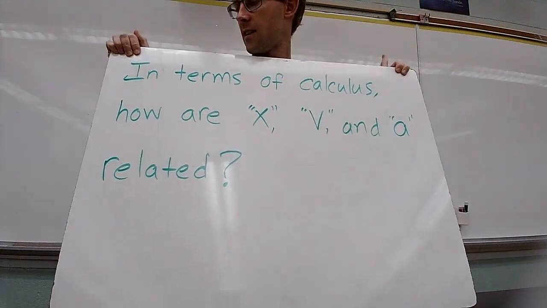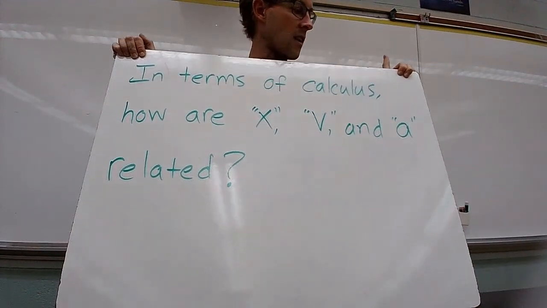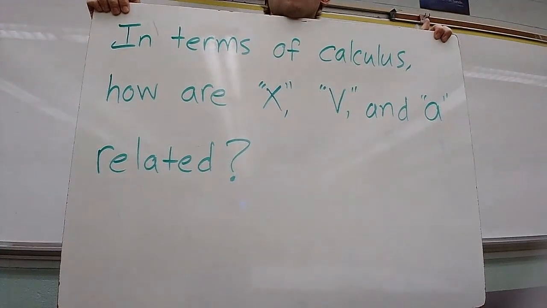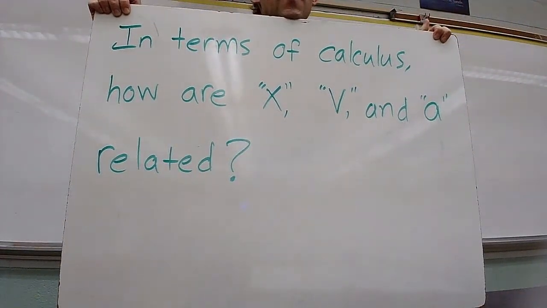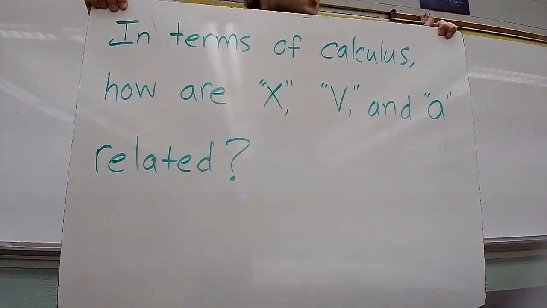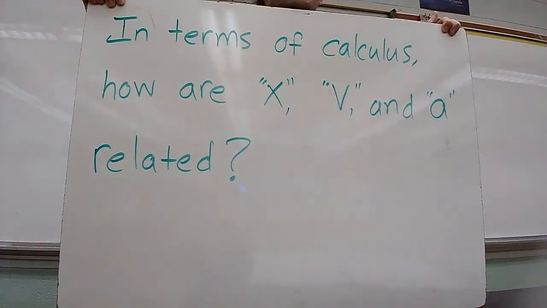If you have information about position and you want to get acceleration, then what do you do? Double derivative, yeah, exactly. And this is all on your formula sheet too, if you have one.